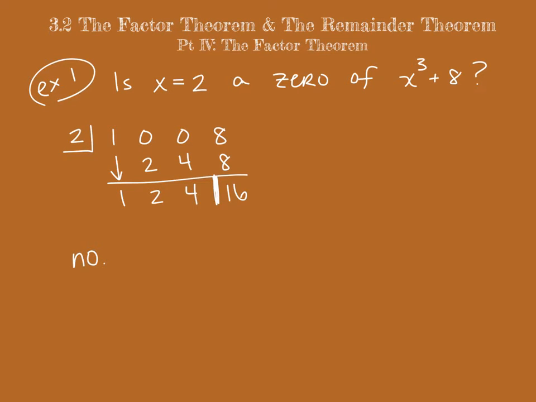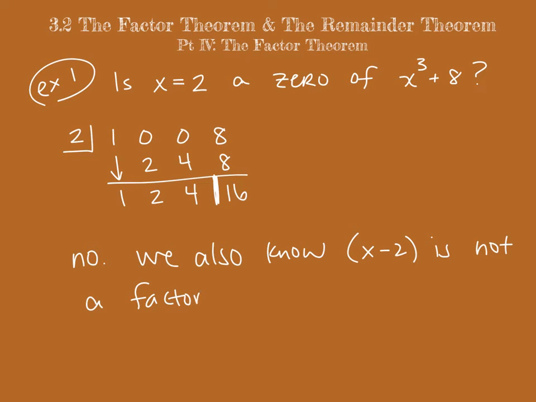We also know that since x equals 2 is not a 0, we also know that x minus 2 is not a factor of our function. So this is kind of proving it in the other way. So since x equals 2 is not in fact a 0 of this function, it's not an x-intercept, we know that x minus 2 can't possibly be a factor of this polynomial.